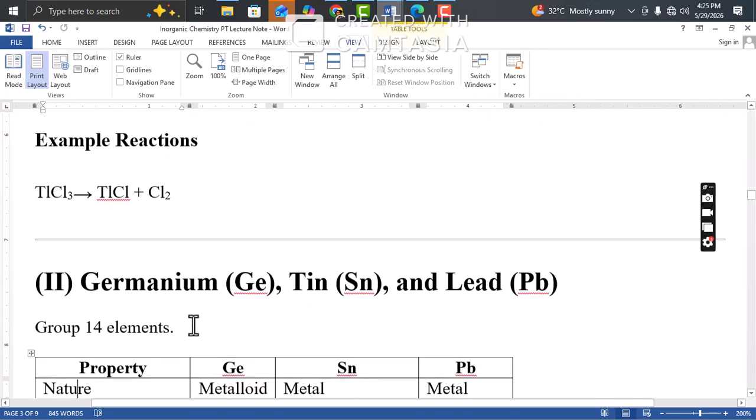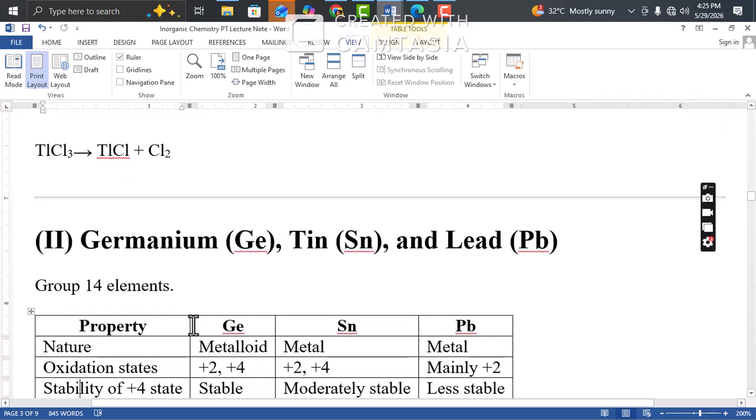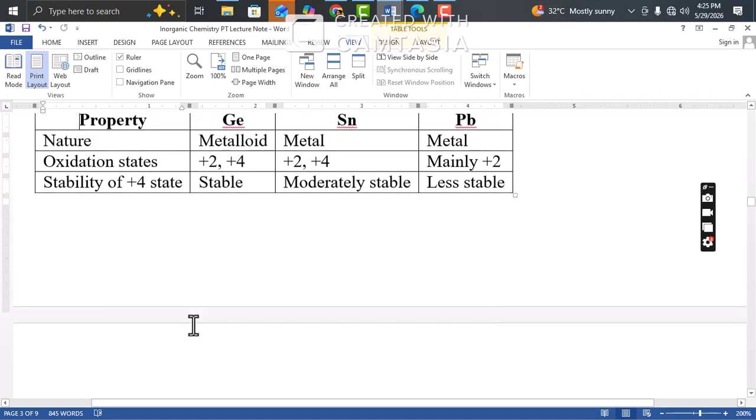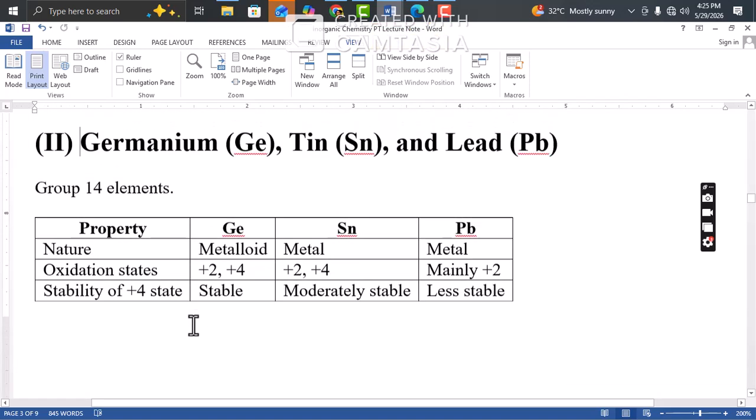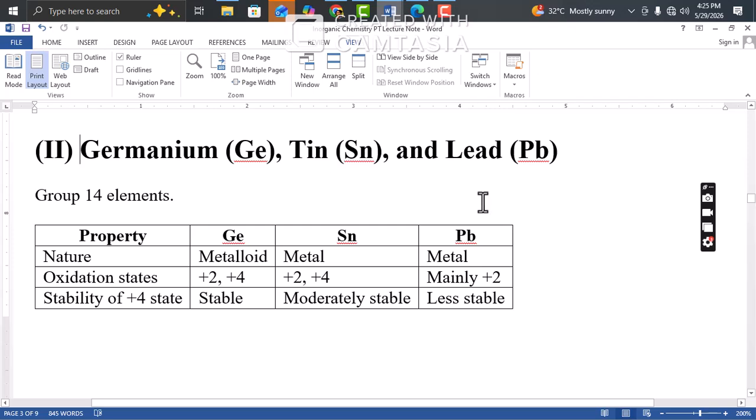Now to group 14. For group 14, we are going to be considering germanium, tin, and lead. For nature, germanium is a metalloid, tin is a metal, of course, I'm sure you know that, and lead is a metal. Oxidation states: germanium is +2 and +4, tin is +2 and +4, lead is just +2. For the stability of the +4 state, germanium is stable, tin is moderately stable, and lead is less stable.